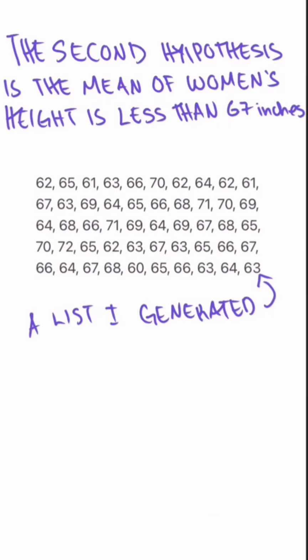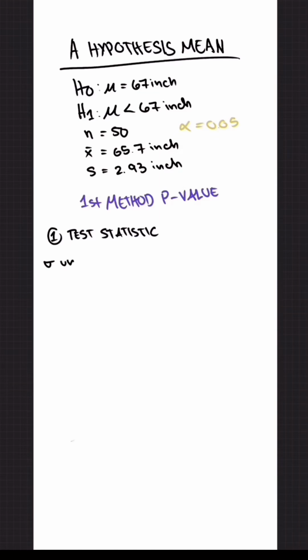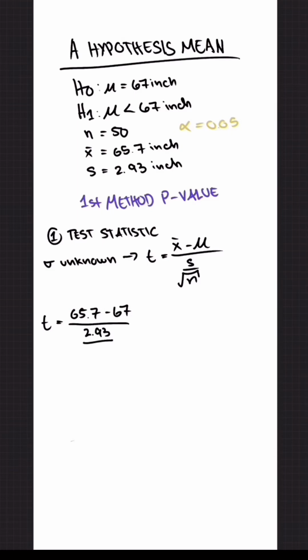For my second hypothesis, I wanted to test whether the mean height of women is less than 67 inches, and I generated a list for it. I wrote down my null and my alternative hypothesis along with the sample size, sample mean, and sample standard deviation. First method is p-value. Since the population standard deviation is unknown, use the calculator function t-test to find the test statistic. I subtracted the hypothesis mean from the sample mean and divided by the standard deviation over the square root of the sample size. This resulted in a test statistic of negative 3.14.